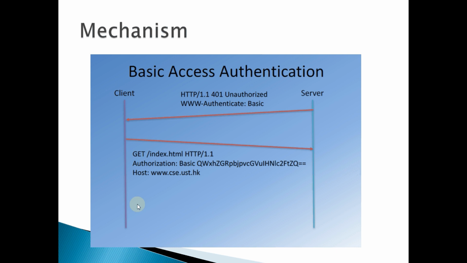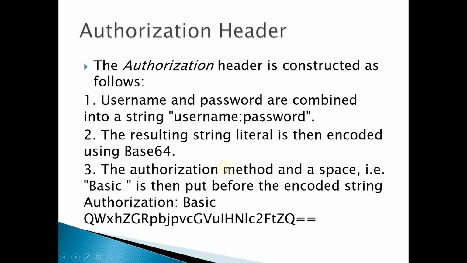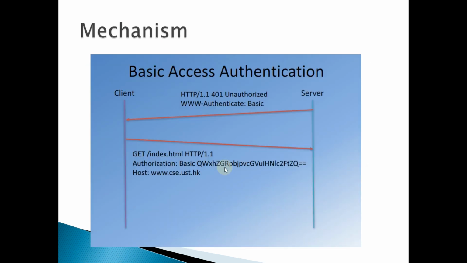Whenever a client sends a request to a server, the server asks for authentication. If the authentication is not there, it will respond with unauthorized access. And then if the client provides the authentication, the server will respond with the resource which is needed by the client. Here the authorization header is important.